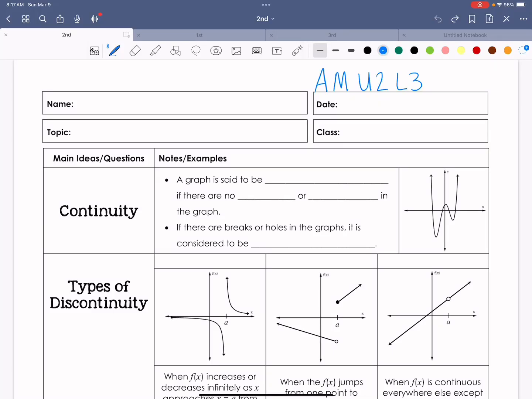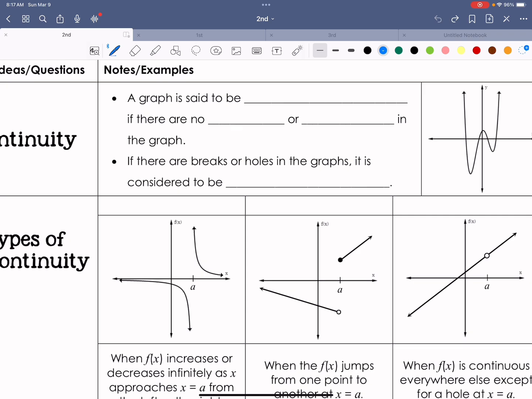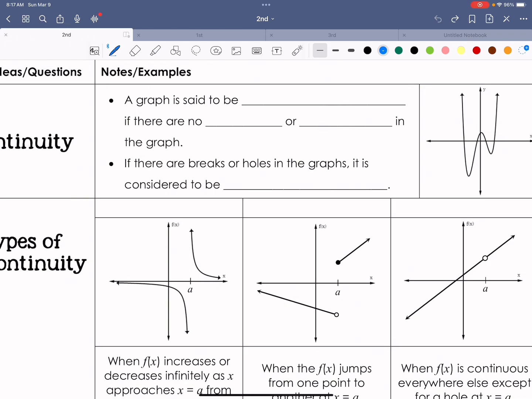We are looking at AMU2L3 today, so first let's get started with the new vocabulary. A graph is said to be continuous if there are no breaks or holes in the graph. If there are breaks or holes in the graph, it is said to be discontinuous.